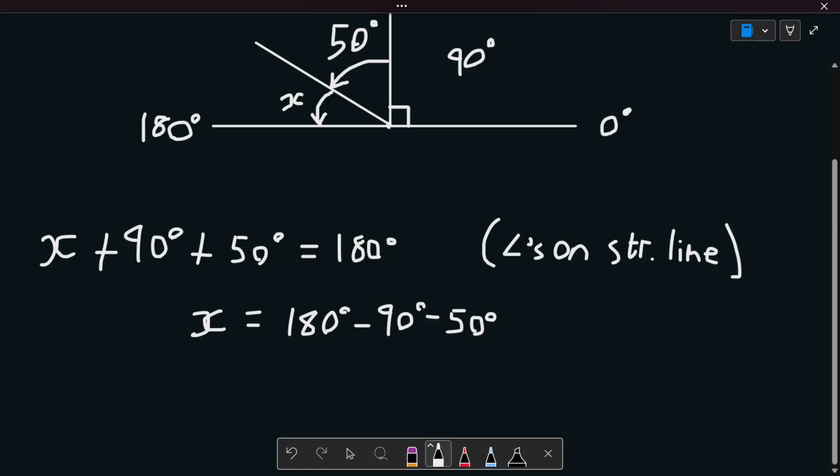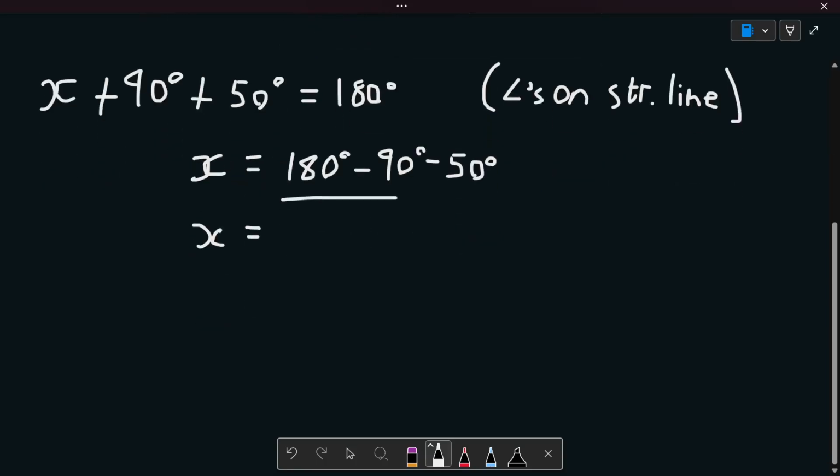And now we can actually find out what our x value is. What is this angle equal to? 180 degrees minus 90 degrees over here is just going to be equal to 90 degrees. And 90 degrees minus 50 degrees is just going to be equal to 40 degrees. So that is our answer here. This is what x is equal to.